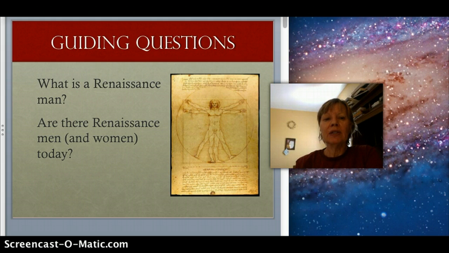The drawing on this page is a piece of art that was created by Leonardo da Vinci. It's called The Vitruvian Man.